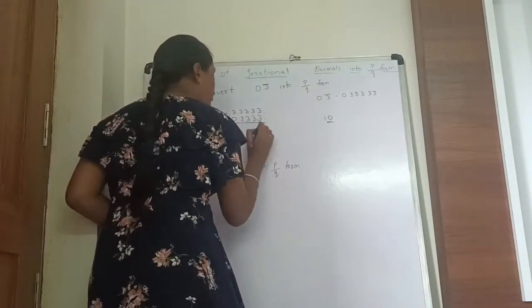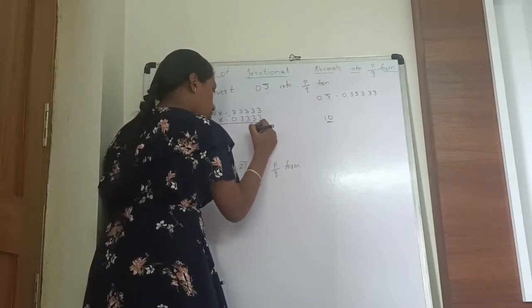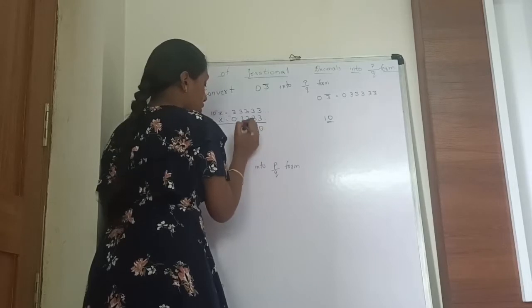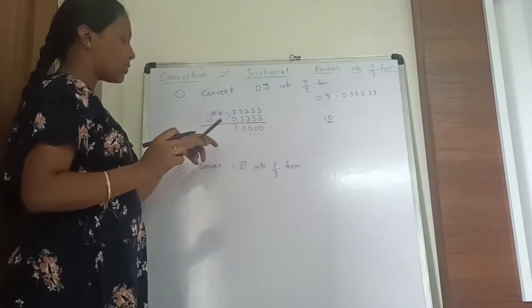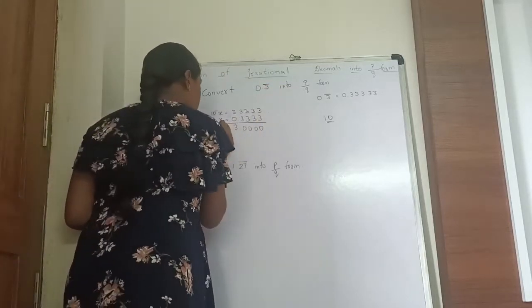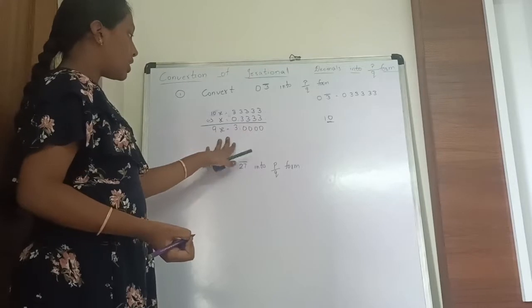So what is the value? These all become zeros, as 3 minus 3 is 0. And what is 10x minus x? Yes, it is 9x.